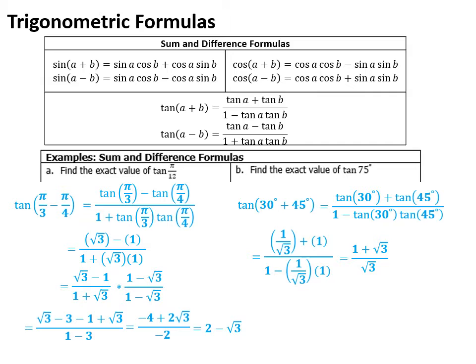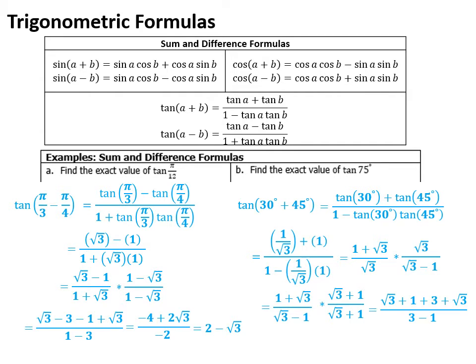So there's the top, 1 plus root 3 over root 3, and then multiplied by the reciprocal of the bottom, root 3 over root 3 minus 1. The root 3's cancel, and I've got 1 plus root 3 over root 3 minus 1, multiplied by the denominator's conjugate. That gets us root 3 plus 1 plus 3 plus root 3 over 3 minus 1. So 4 plus 2 root 3 over 2 gets us 2 plus root 3.